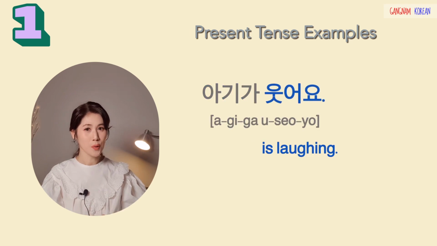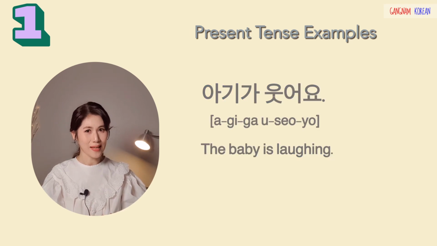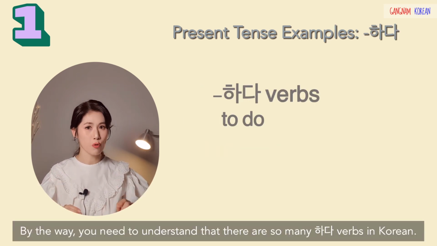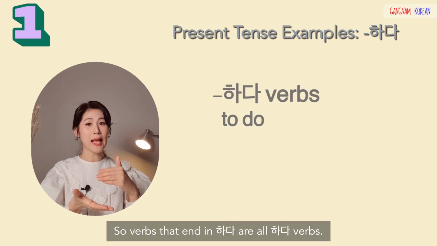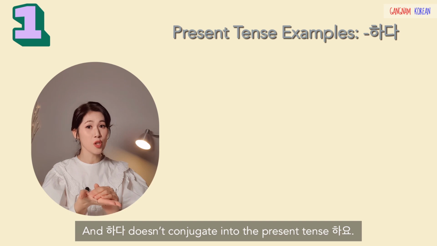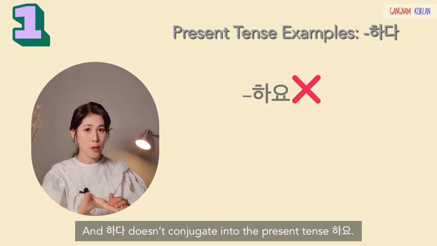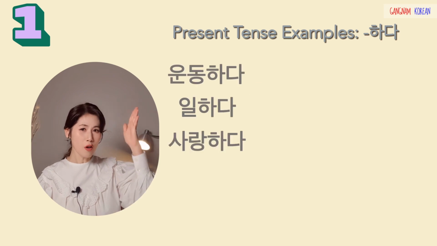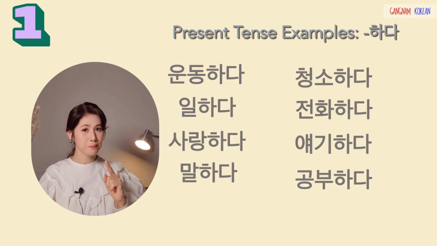Here's a sentence. 아기가 웃어요. The baby is laughing. By the way, you need to understand that there are so many 하다 verbs in Korean. Verbs that end in 하다 are all 하다 verbs, and 하다 doesn't conjugate into the present tense 하요, but they become 해요. So all these 하다 verbs become 해요.